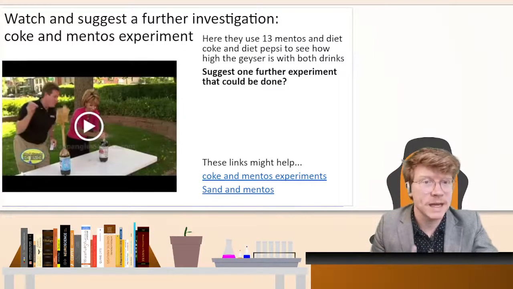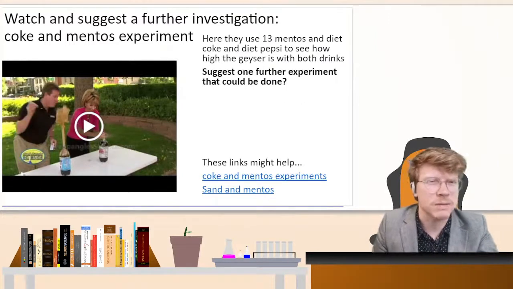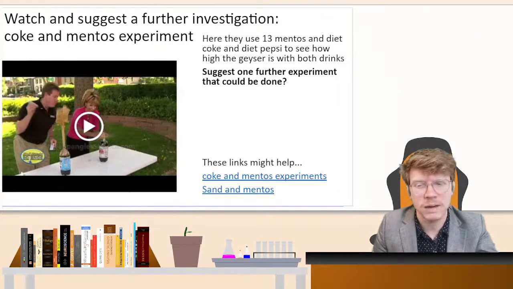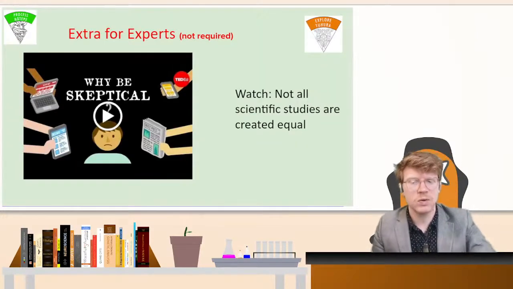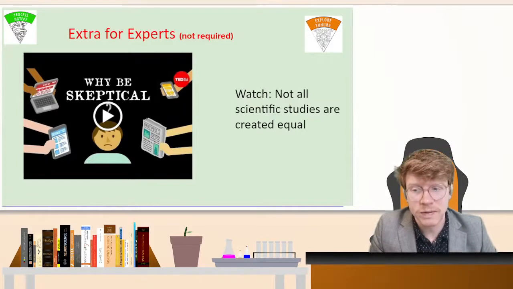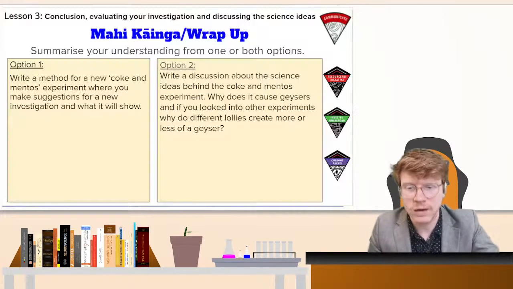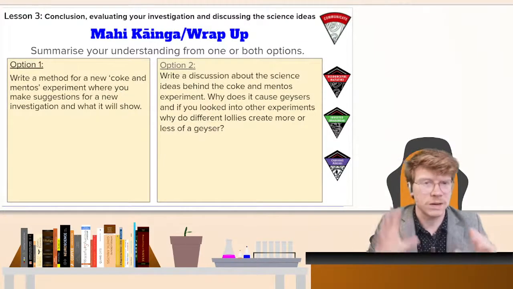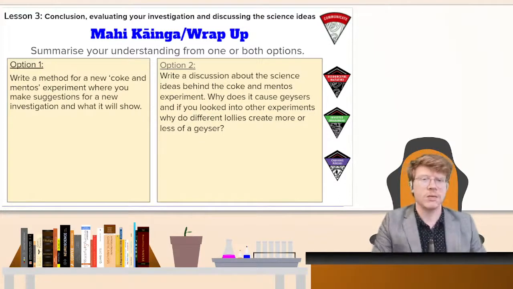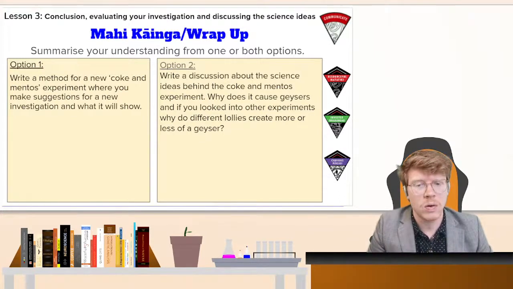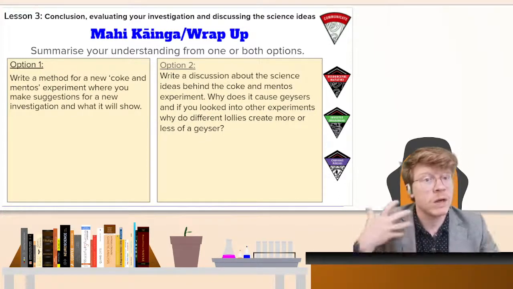There is a space here for you to have a go at that if you'd like some practice. Have a watch of this video and then write out just some ideas in terms of what experiments you'd like to see done in the future. There's an additional Extra for Experts video here as well, and a final little task for the week. This is an options task where you can either write another new method or you can discuss the science, whatever you need to work on most.